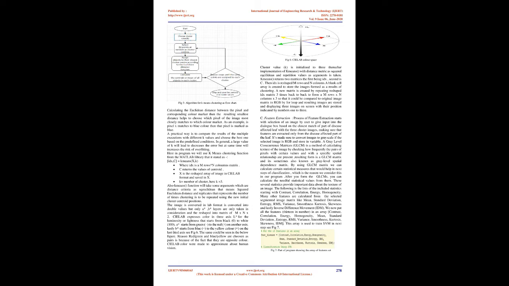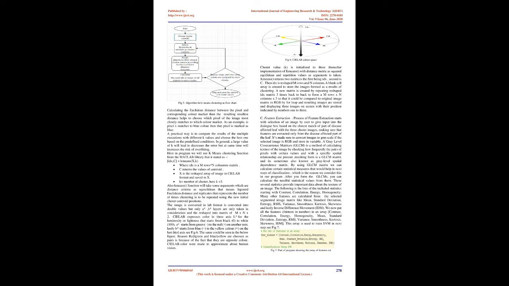Here in the program we will use the k-means clustering function from the MATLAB library, stated as IDX, C equals k-means(X, k), where IDX is an M rows by N columns matrix. C returns the values of the centroids. X is the reshaped array of the image in CLAB format and saved in X. K equals the number of clusters, here k equals 3. The k-means function will also take some arguments, which are the distance criterion as Euclidean, that means squared Euclidean, and replicates, which represents the number of times clustering is to be repeated using new initial cluster centroid positions.